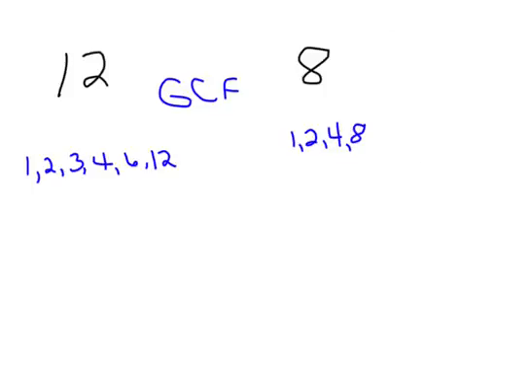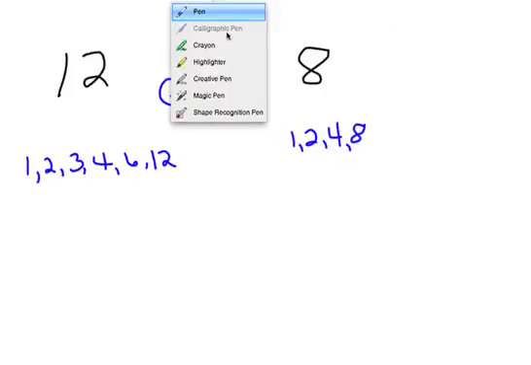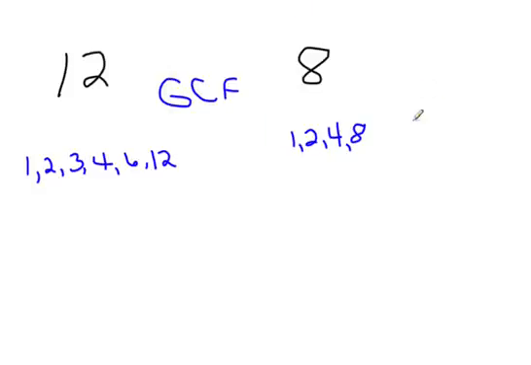So now I need to look at my list, and I need to see which ones are the same in each list. So 1 always is, but 1 isn't a very big number, so it's never going to be the GCF. I see that 2 is in both lists, not 3. 4 is in both lists. 6, nope. 12, nope. 8, nope.